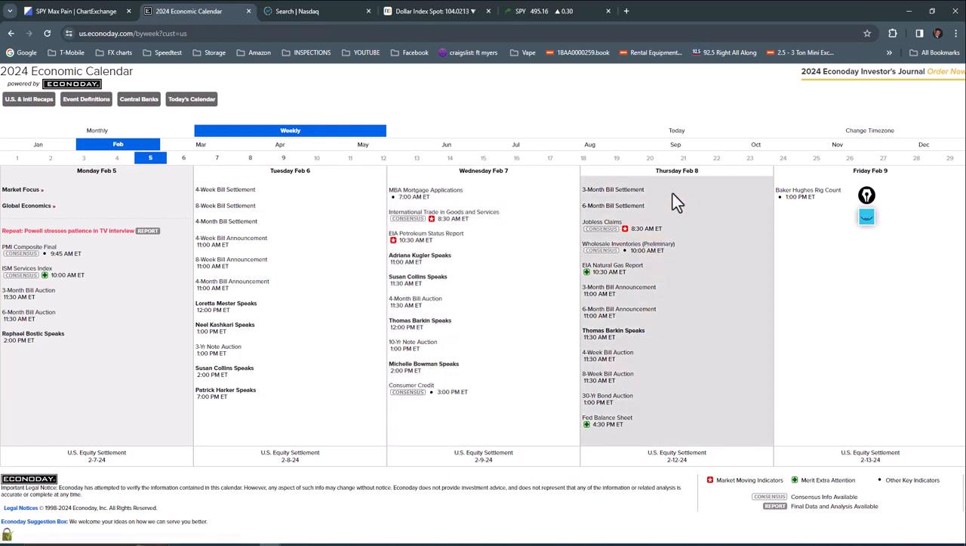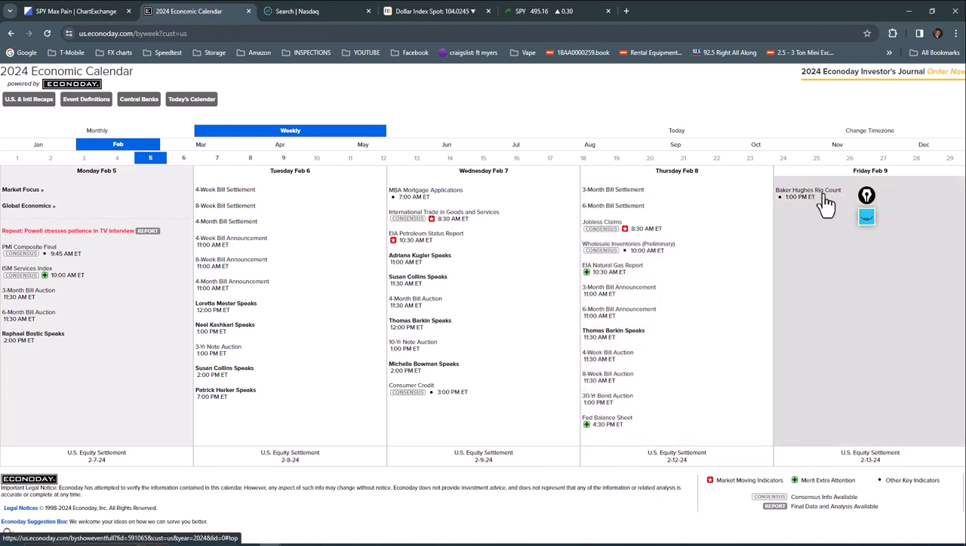All right, Thursday, that's tomorrow. Jobless claims at 8:30, wholesale inventories at 10, and a natural gas report at 10:30. Got a Fed speaker and a Fed balance sheet. Friday, absolutely nothing going on. See that? Baker Hughes rig count at 1 p.m. That's it. Very, very light week. So I don't expect a whole lot to change in the markets without any new data.